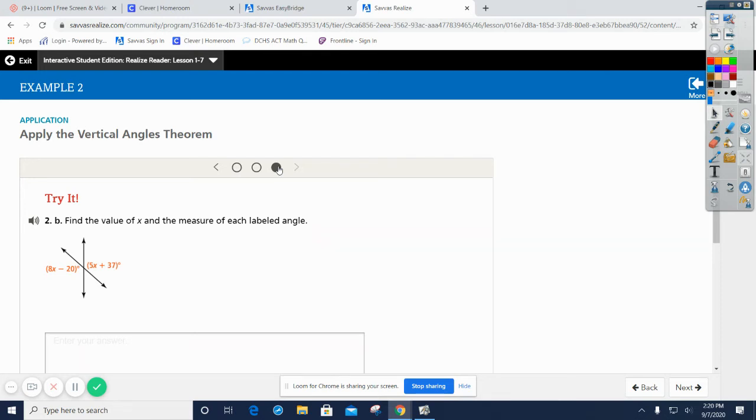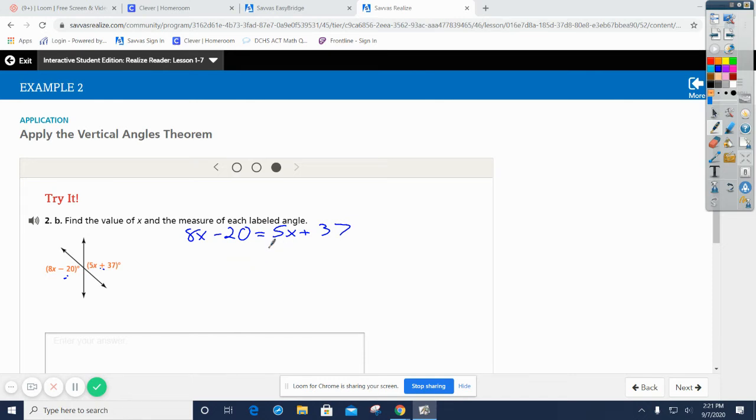And you got the same thing, okay? It says find the value of x and the measure of each labeled angle. All right, so same thing, these two are vertical, so they're going to be equal to each other. So you're just going to go 8x minus 20 equals 5x plus 37. Don't make this difficult. It's pretty straightforward.